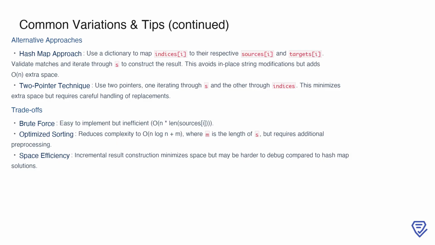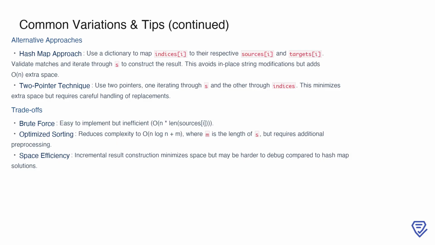There are also alternative approaches you can explore to solve this problem. One such method is the hash map approach, where you create a dictionary that maps each indices[i] to its respective sources[i] and targets[i]. This allows you to validate matches and construct the result string without modifying S directly, though it requires additional space. Another option is the two-pointer technique, where one pointer iterates through the string S while the other tracks the indices. This approach minimizes extra space but can be tricky to implement correctly when handling replacements. Each method comes with its own trade-offs.